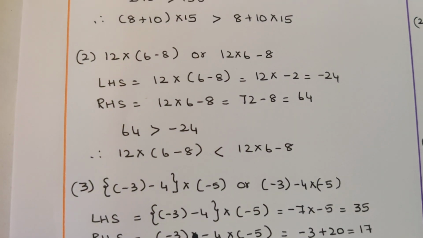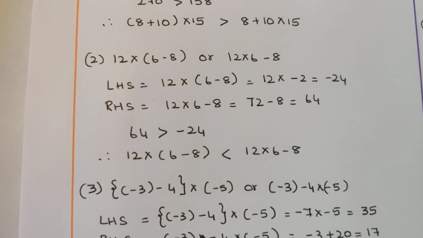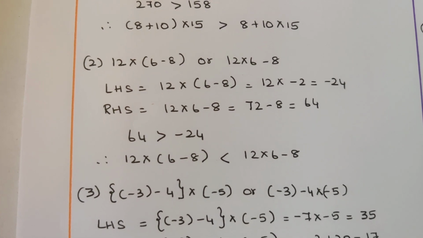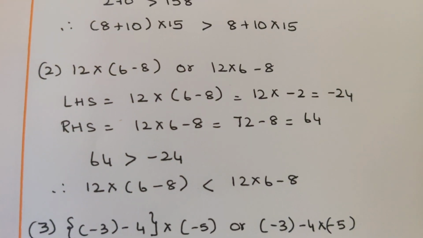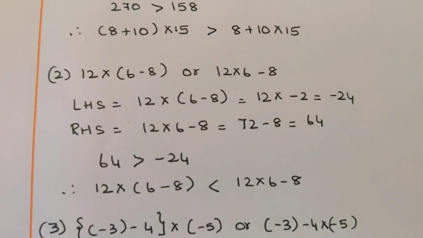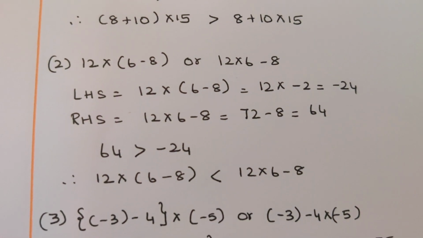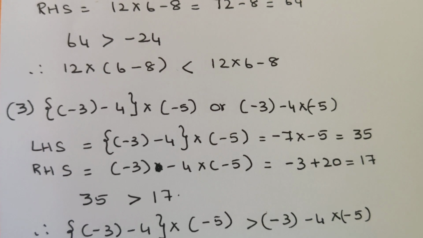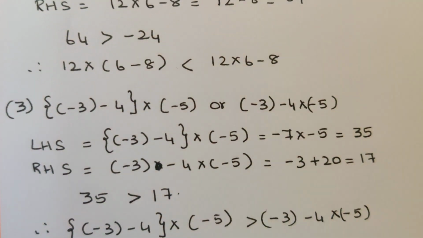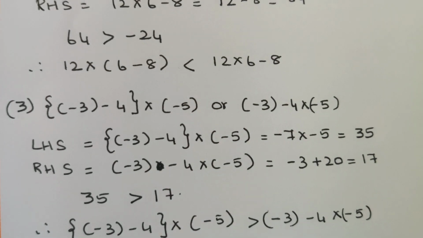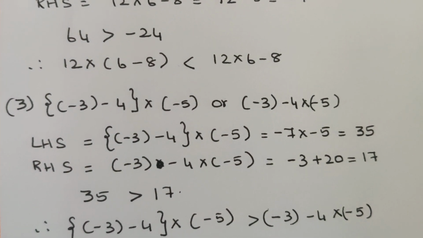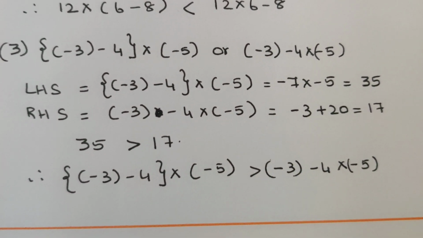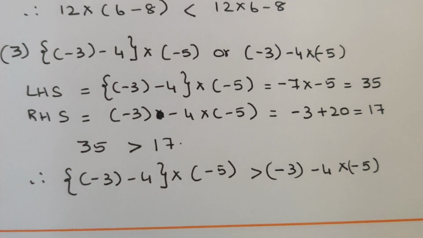Second question, 12 into 6 minus 8 or 12 into 6 minus 8. So assume the LHS, and when you use the BODMAS concept, you get the answer as minus 24, and the RHS you get the answer as 64. Now 64 is greater than minus 24. So the first number is lesser than the second number. Let's move on to the third sum, minus 3 minus 4 into minus 5, minus 3 minus 4 into minus 5. So using the concepts of BODMAS, I solve LHS and RHS, and we get LHS as 35 and RHS as 17, and the answer looks like 35 is greater than 17. The first number is greater than the second expression.